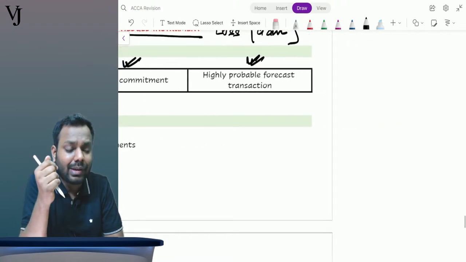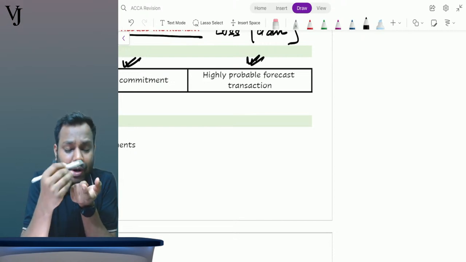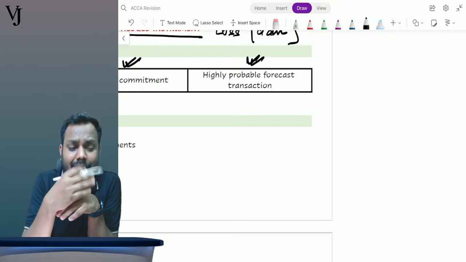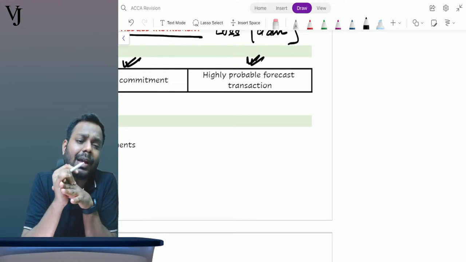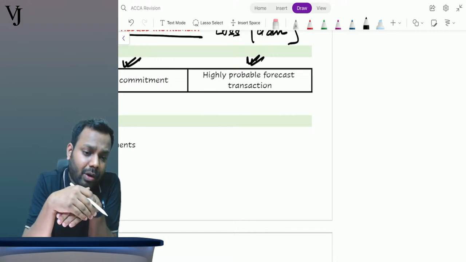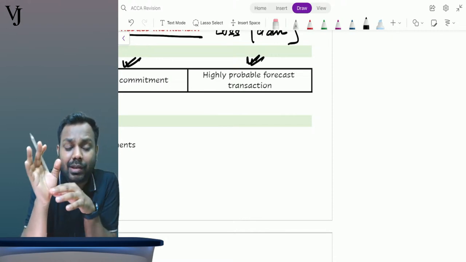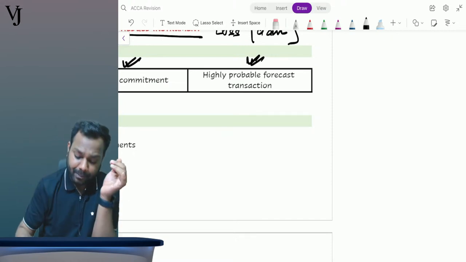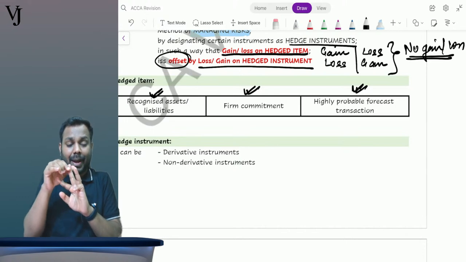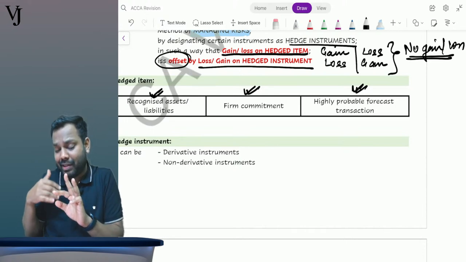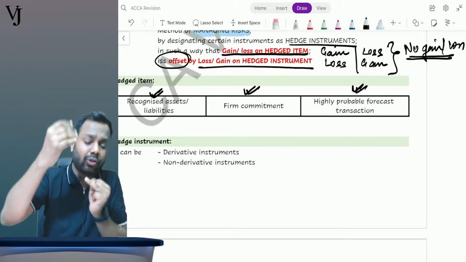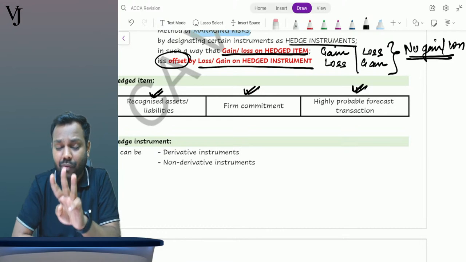What is the meaning of highly probable forecast transaction? These are not recorded in the financial statements as of now, neither is there a non-cancelable contract. But I am highly certain that I will enter into the contract. Though I have not entered into the contract as of now, it is highly probable that I will. I am hedging my risk for that also. So I can hedge my risk for three things: my recognized assets and liabilities; a contract that I have already entered, but there are no assets and liabilities in my financial statements pertaining to it; and a contract I have not entered but will enter in the future, where I think I might have a risk. So there are three types of hedged item that can exist.